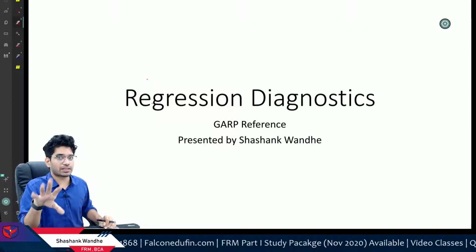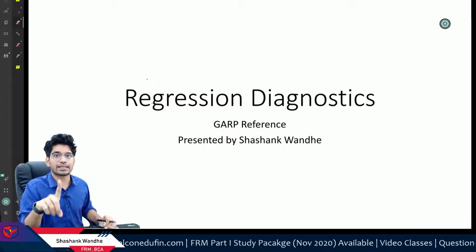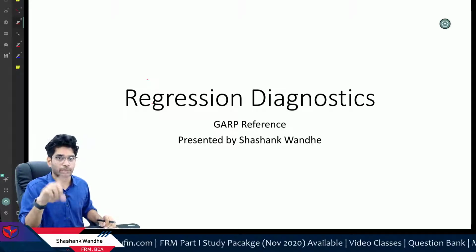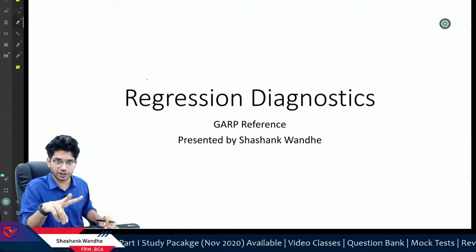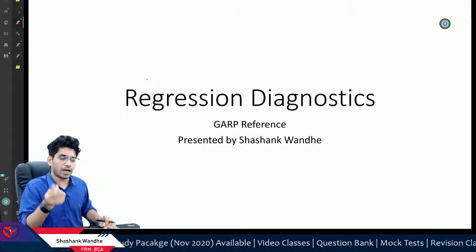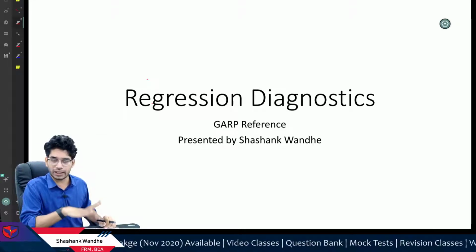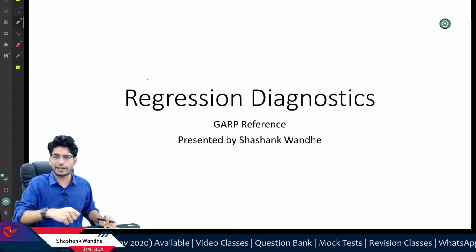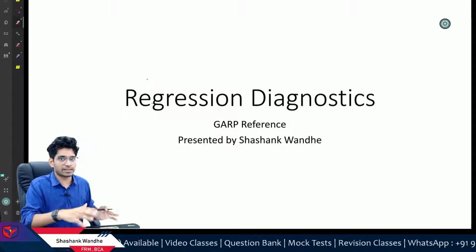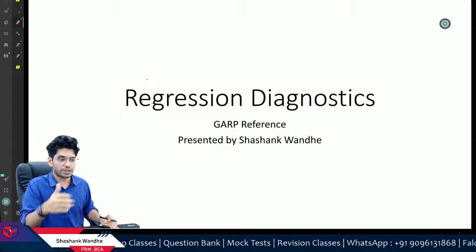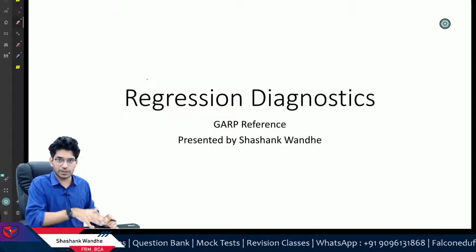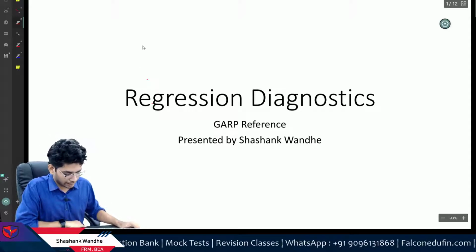Before you begin, take a look at the assumptions of the linear regression model, for both multiple linear regression and one-variable regression. After that you should start with regression diagnostics. You can pause the video and read those assumptions, because primarily we are checking whether the assumptions are fulfilled or not. So make sure you read the assumptions and then continue this chapter. So we will start the discussion.